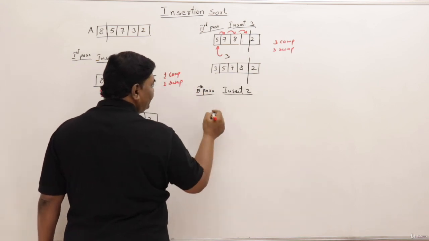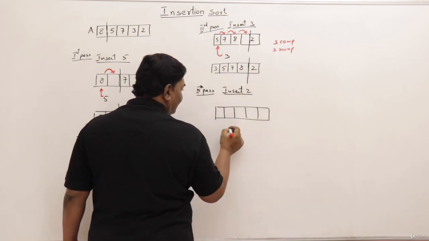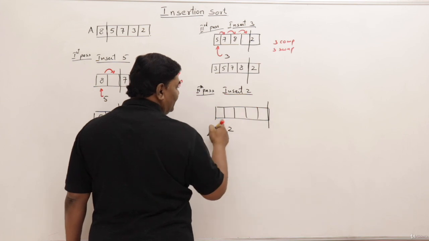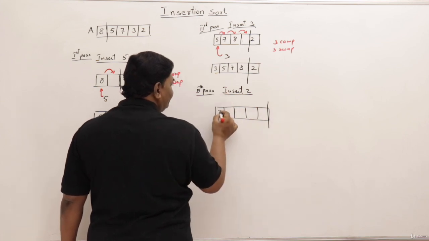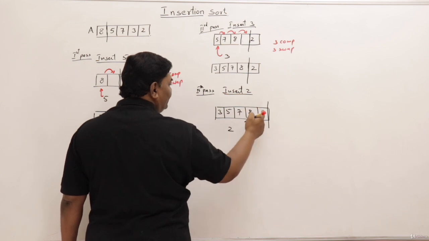Insert 2. We will insert 2. So in this array, when we insert 2, from this side we will take out 2 and the list size will be maximum now till the last element. Presently sorted elements are these, that is 3, 5, 7, 8. This is a free space.